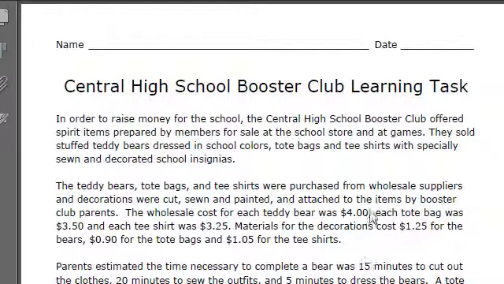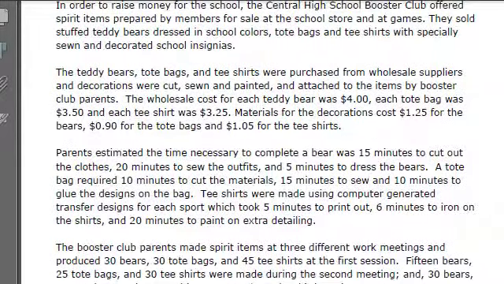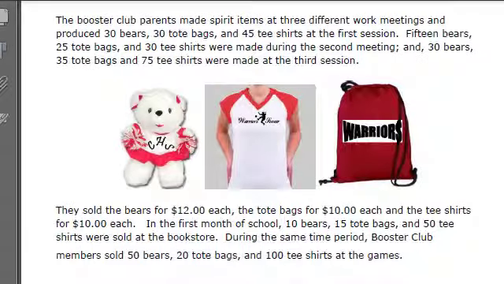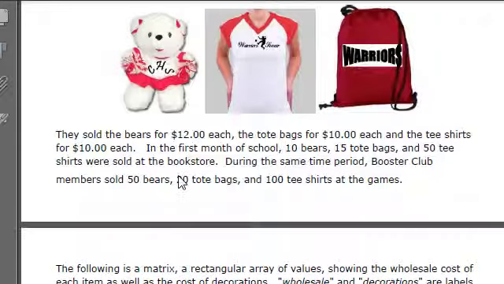So let's begin. Again, I did say it was important to pay attention to the information in these tasks. Of course, you like the teddy bear, the t-shirt, and the bag. I like the teddy bear.